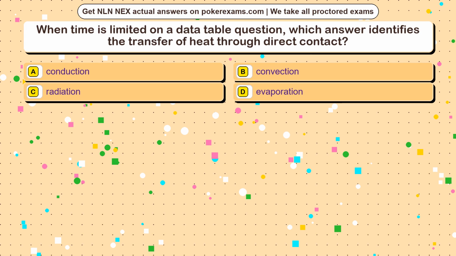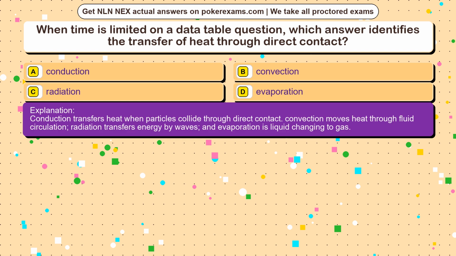The correct answer is option A. Conduction transfers heat when particles collide through direct contact. Convection moves heat through fluid circulation, radiation transfers energy by waves, and evaporation is liquid changing to gas.